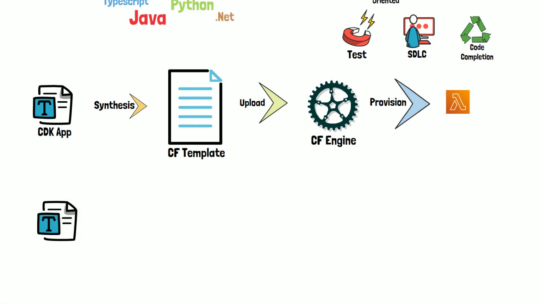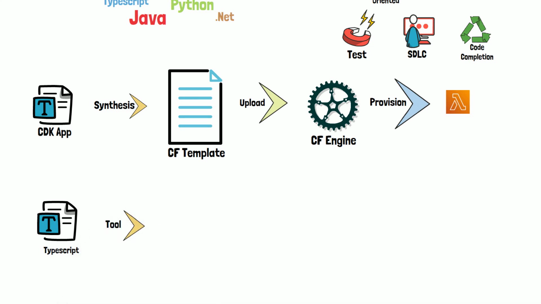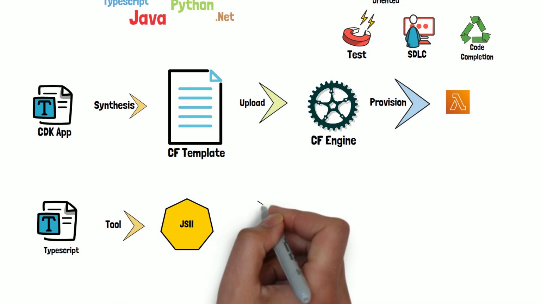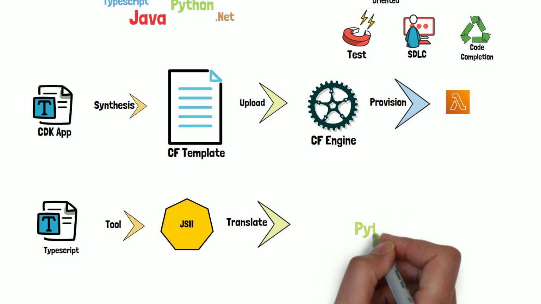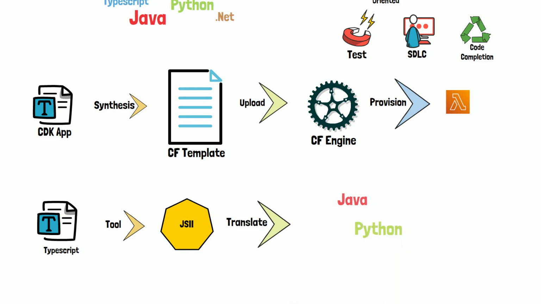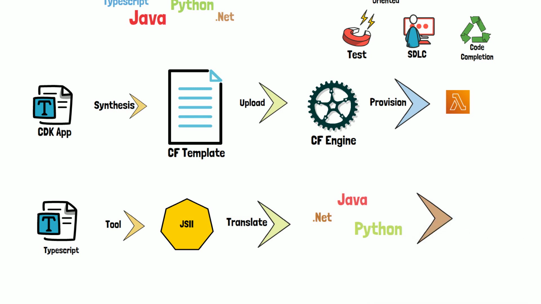CDK source code is written in TypeScript. So in order to make it possible to write your code once and use it anywhere, AWS provides an accompanying tool called JSII, which takes your CDK code written in TypeScript and translates them into other popular programming languages like Python, Java, .NET, etc. So even if your organization has a polyglot environment, you only have to write code once and use it across your organization with the help of JSII tool.